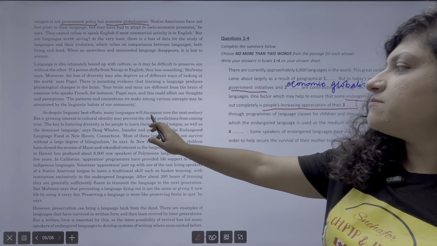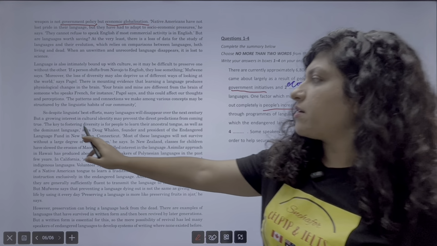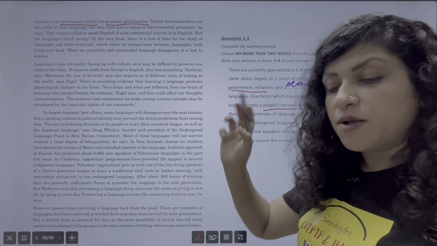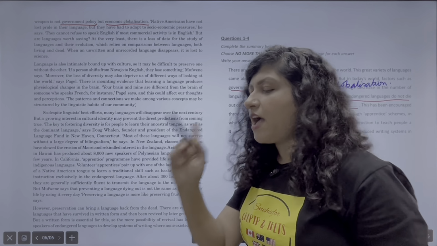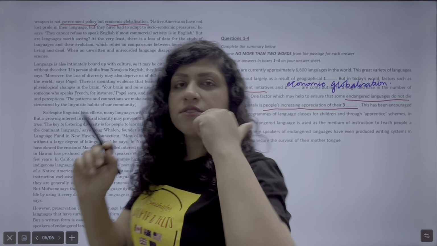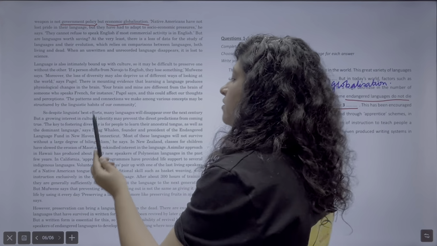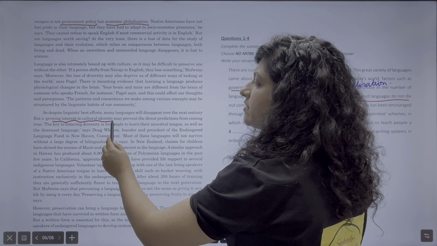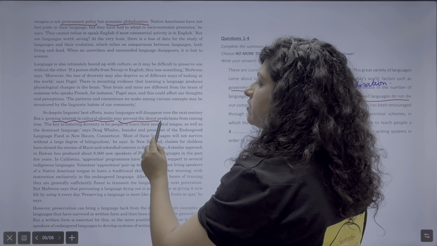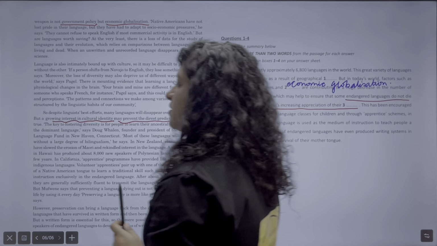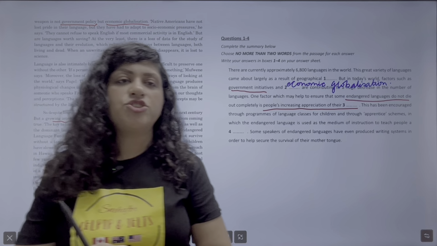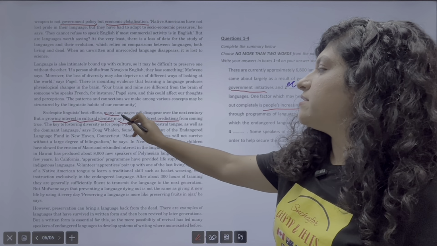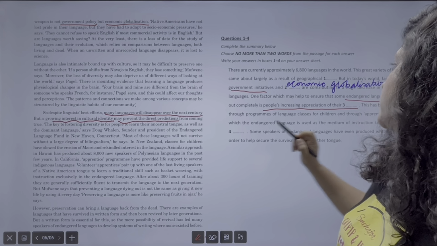That some languages will disappear over the next century, but a growing interest in cultural identity may prevent the direst predictions from coming true. So now I definitely have closely associated terms for this question number 3. See, growing interest in cultural identity may prevent the direst prediction. What is the direst prediction here? The direst prediction is that many languages will disappear over the next century.